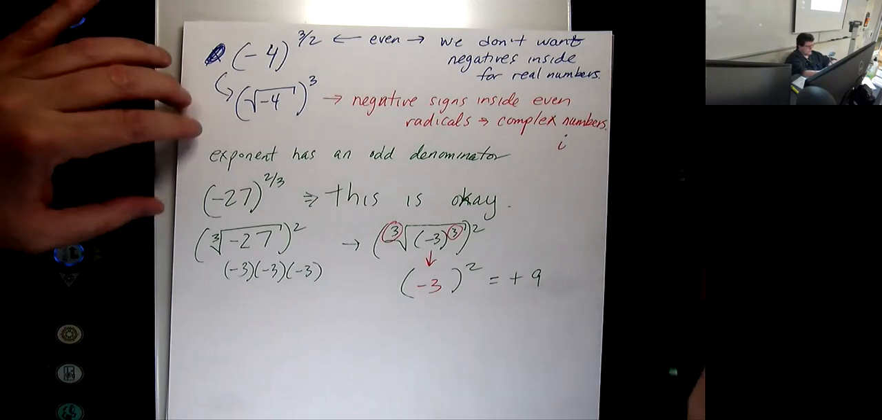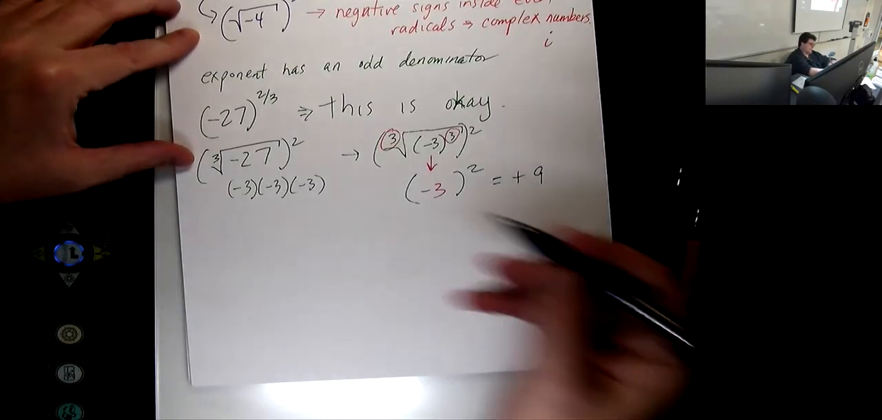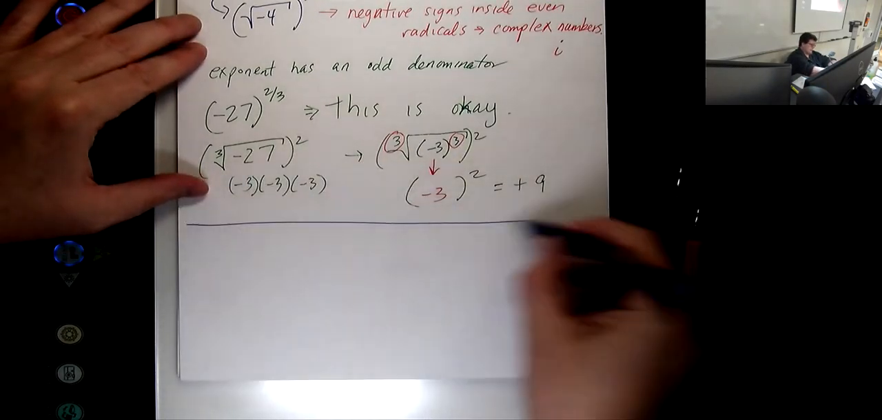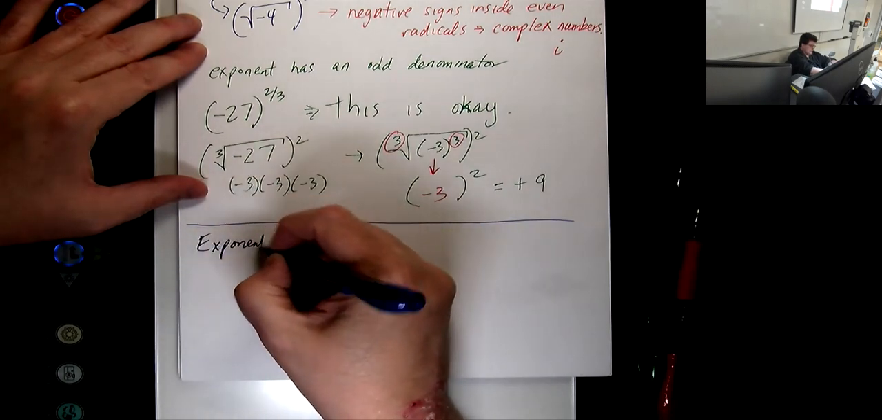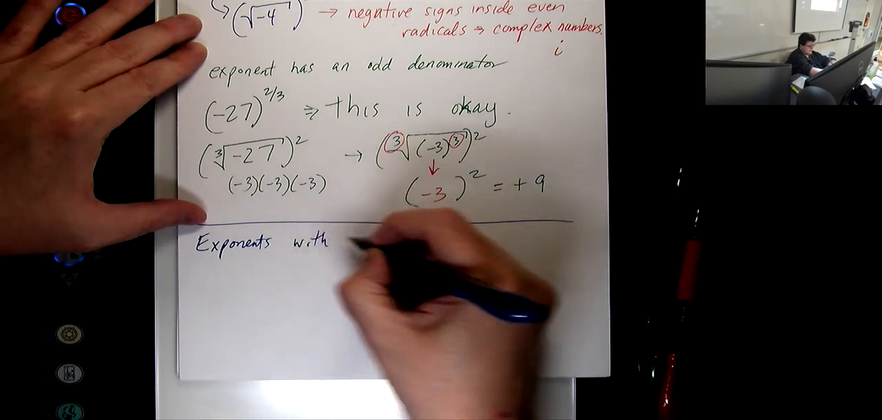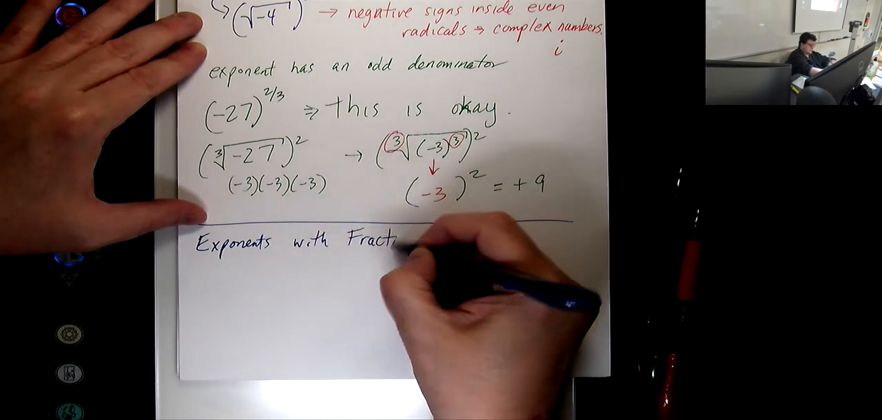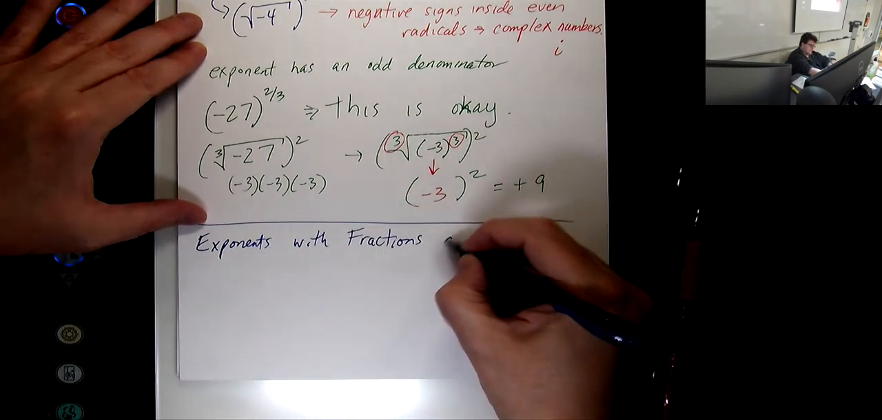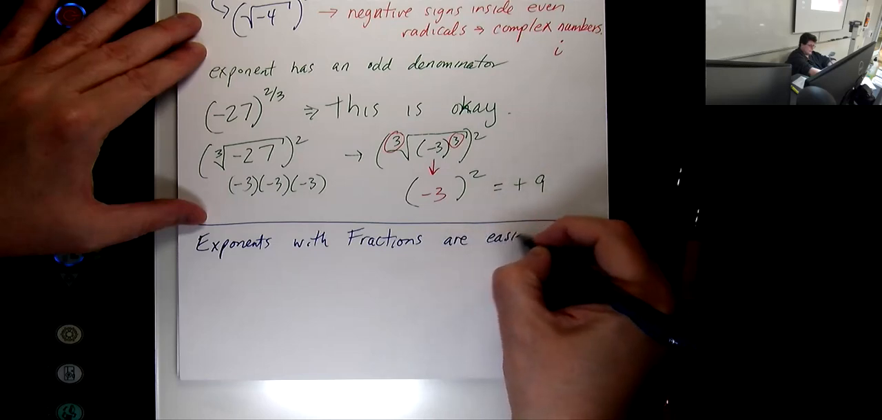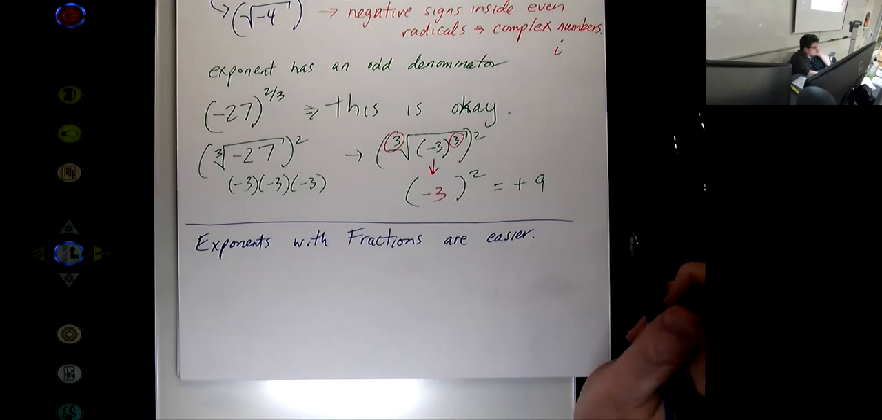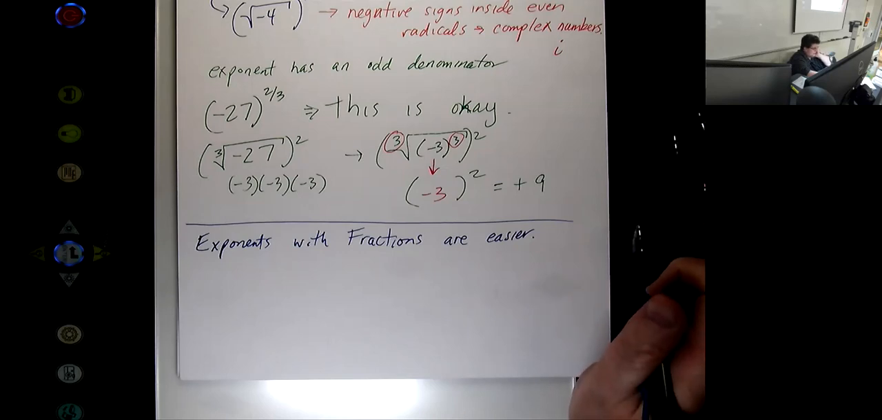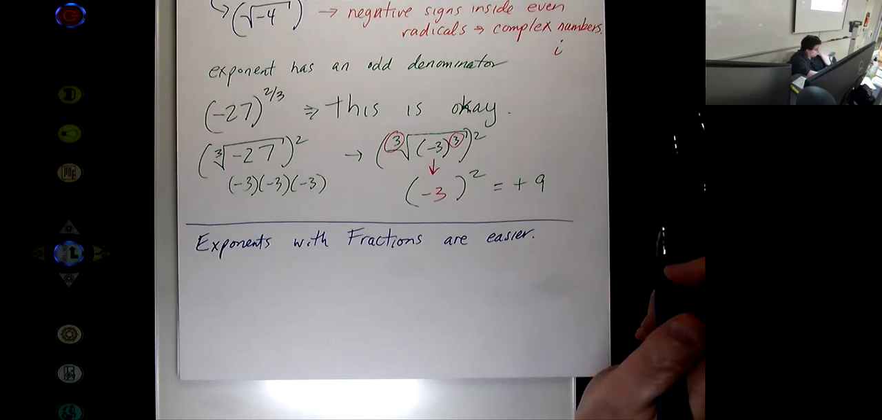I think the radical signs are the hardest way to work with this stuff. Exponents with fractions are easier, and they take up less space. Because once you really understand fractions, they are not complicated. They really aren't.